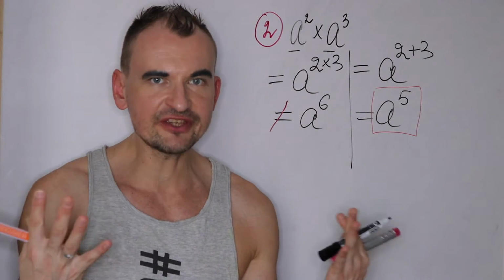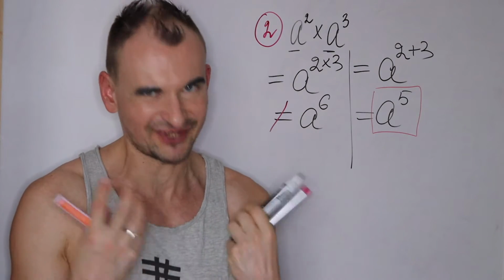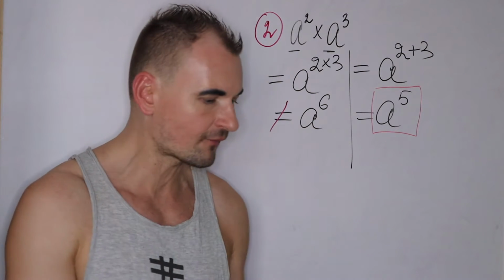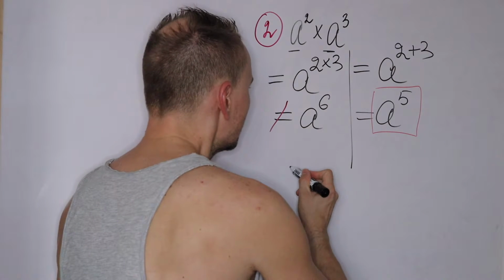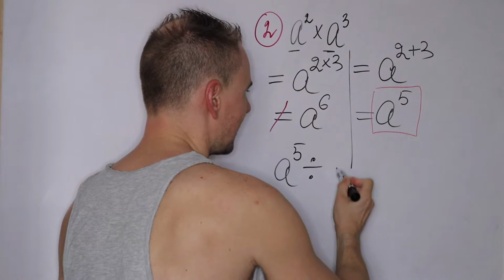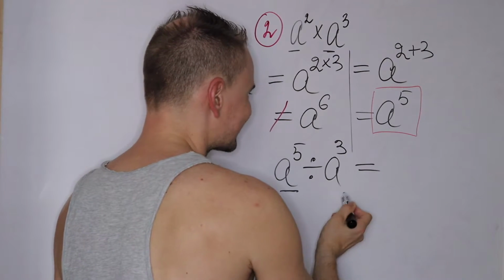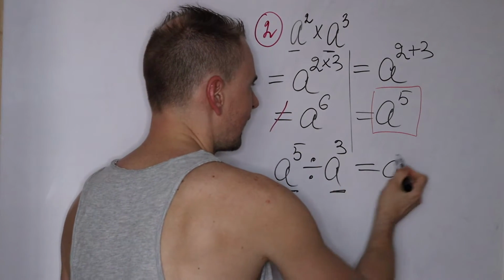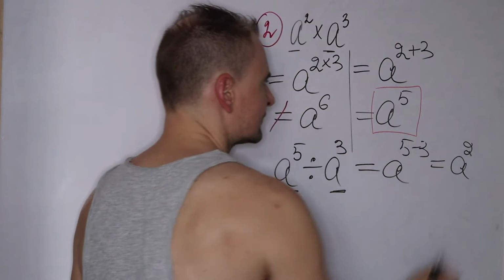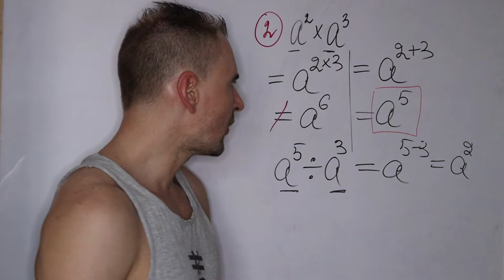The same applies for division. Say you have been given 2 indices and you need to divide them with the same base. All you do is keep the same base and subtract the indices. Say you have been given a to the, let's say, 5th power, and you need to divide by a to the, let's say, cubed. All you do is keep the same base, a, and 5 minus 3. That's going to be your new power, which simplifies to the second power. So a squared.